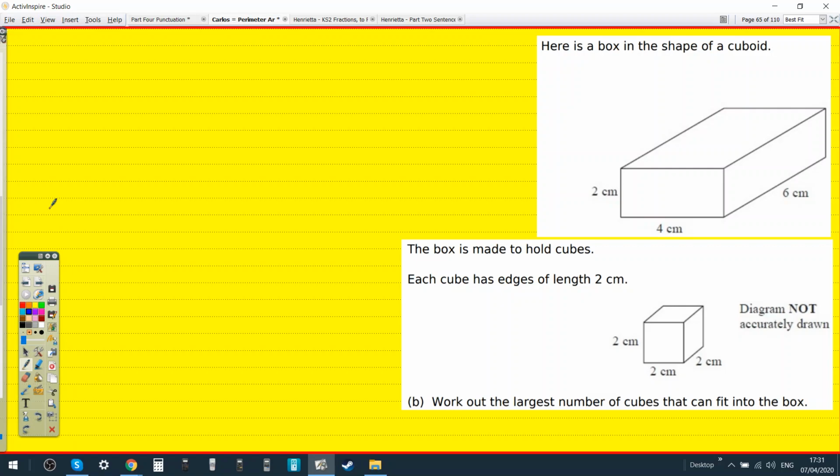The box is made to hold cubes. Each cube has a length of 2 centimeters. So how can you figure out how many cubes you can fit inside the big box? The width is 6 centimeters, and you can fit 2 in one row because the width is 4 centimeters. So then I think you need to times 4 by 6.